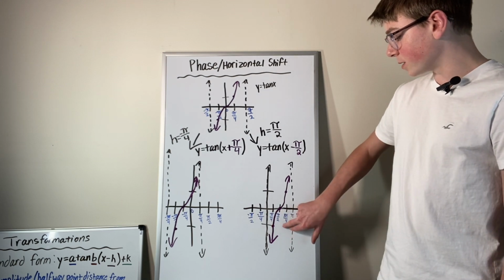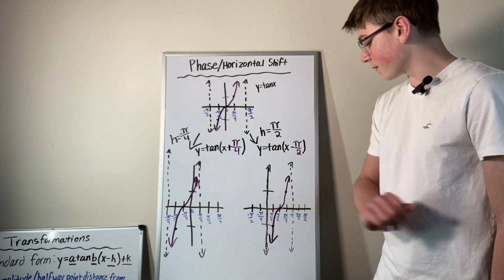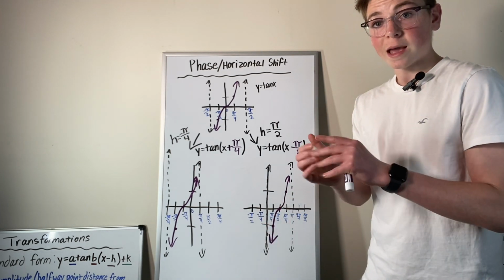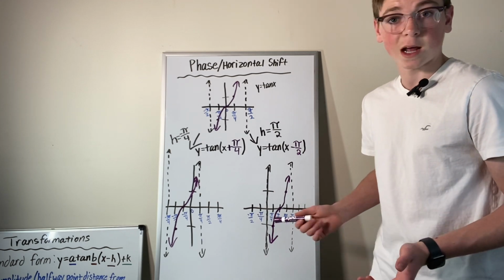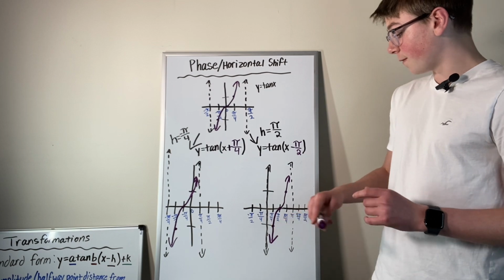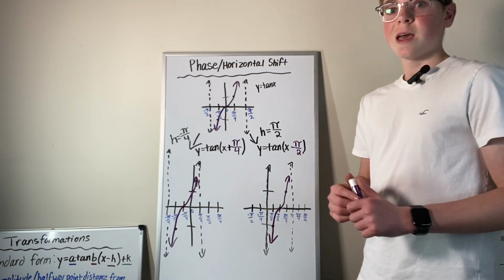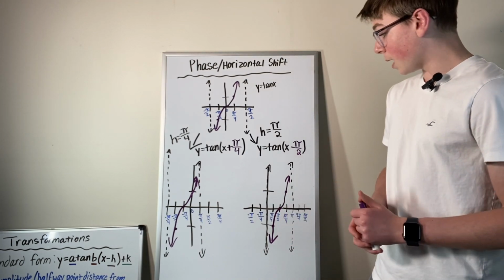Our asymptote at pi over 2 is now pi. Our point at negative pi over 4 is moved over pi over 2 and is now pi over 4. And that negative pi over 4, negative 1 is now pi over 4, negative 1. And our point at pi over 4 was moved over pi over 2. That was pi over 4, 1. Now it is 3 pi over 4, 1.